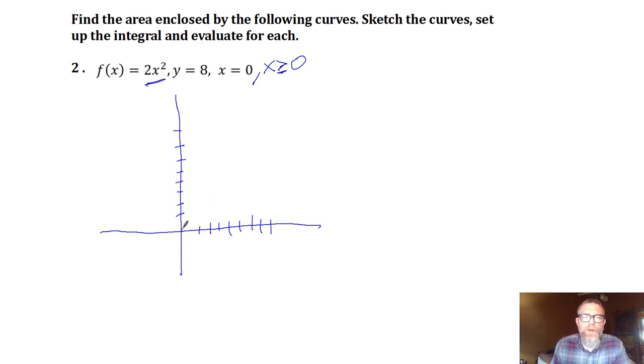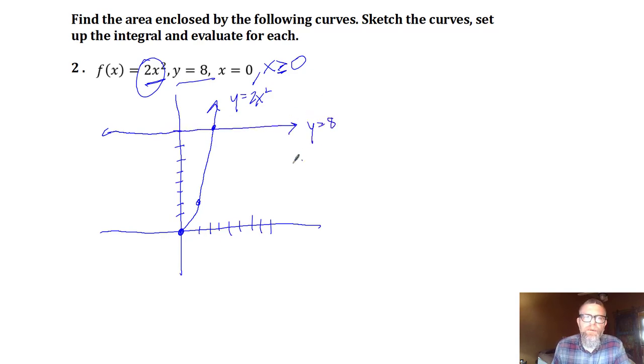Now, this one right here, 2x squared, is the quadratic parent function, but the y values are multiplied by 2. So instead of going over 1 up 1, we're going to go over 1 up 2. Instead of going over 2 up 4, we're going to go over 2 up 8. So therefore that's going to be y equals 2x squared. Now, y equals 8 is a horizontal line at 8, which is going to be right there. And actually, this does go over here as well. That's why I put that x is greater than or equal to 0. And then x equals 0 is this vertical line right here.